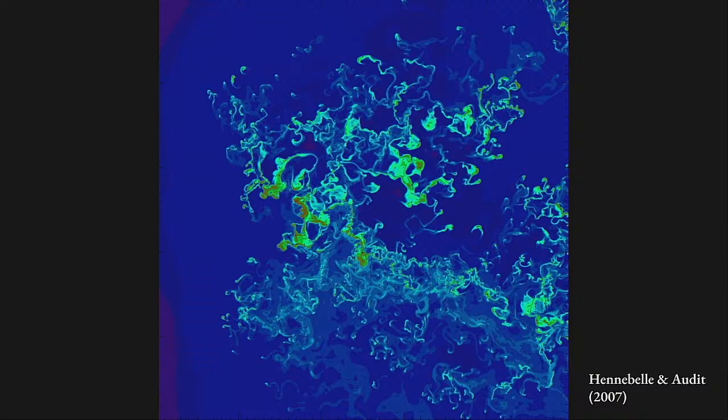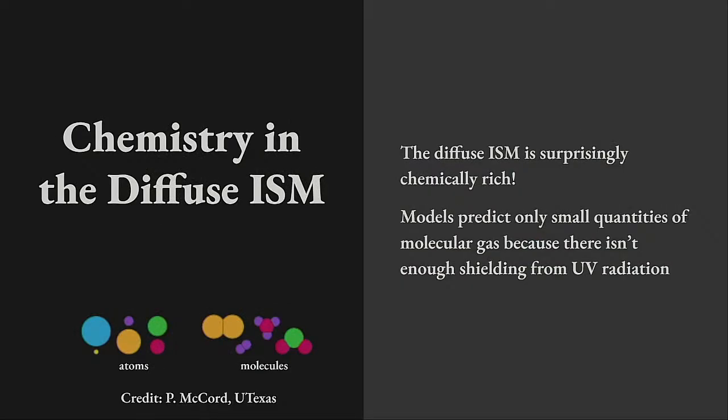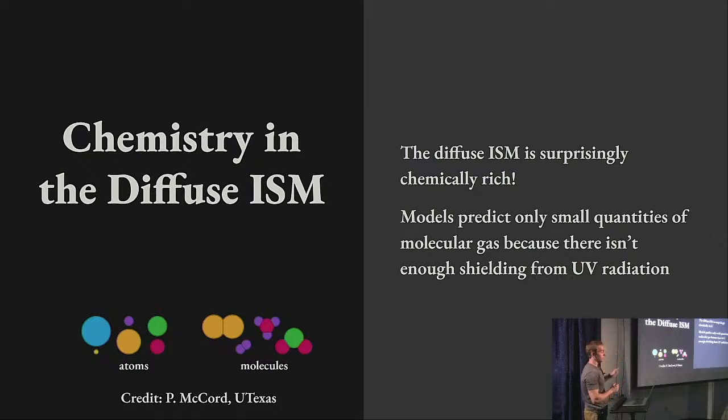So we're really starting to get to the very first stages of molecular cloud formation and star formation. I'm going to talk about how we study this in two ways, using chemistry and dynamics. So the diffuse interstellar medium, which we usually just call the ISM, so if I say ISM, I'm talking about the interstellar medium, is surprisingly chemically rich.